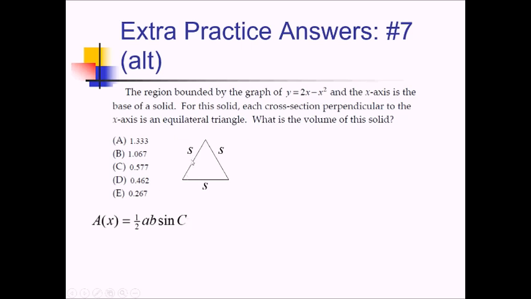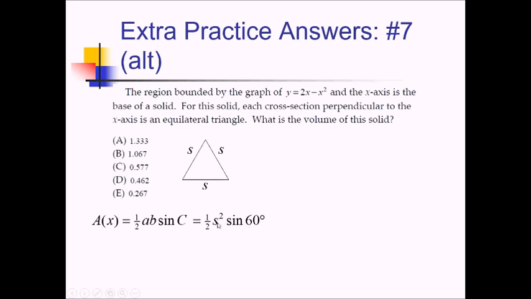So a and b are both s's based on this setup, and c is the angle right here, which can only be one number. This is an equilateral triangle, so all the angles are going to be 60 degrees. But this is calculus, and we do everything in radians, so I'm going to write 1/2 s squared sine of pi over 3.